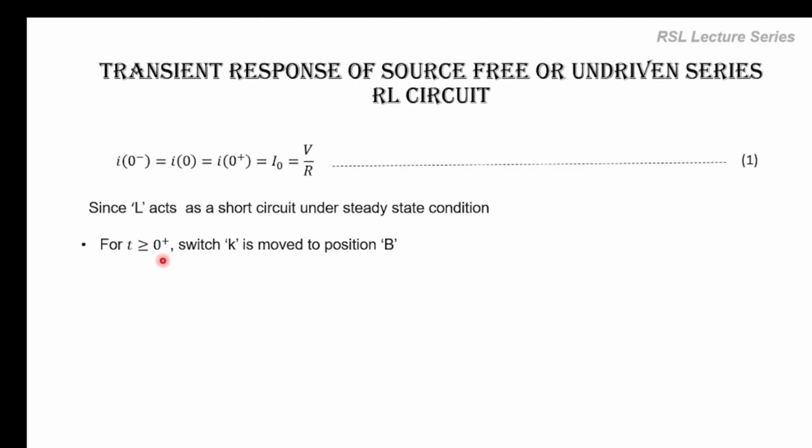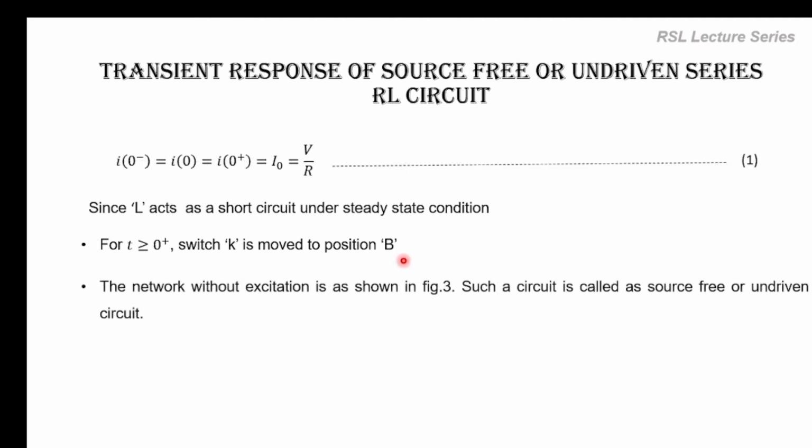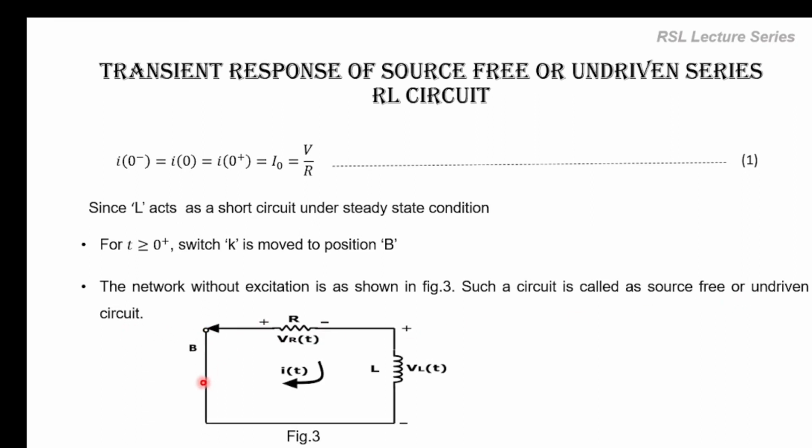Now for t greater than or equal to 0 plus, the switch is moved to position B. Let us draw the equivalent circuit as shown in the figure. Such a circuit is called a source-free or undriven circuit. Here in position B, the source is removed, so the RL series circuit is short circuited. The current will start decaying.